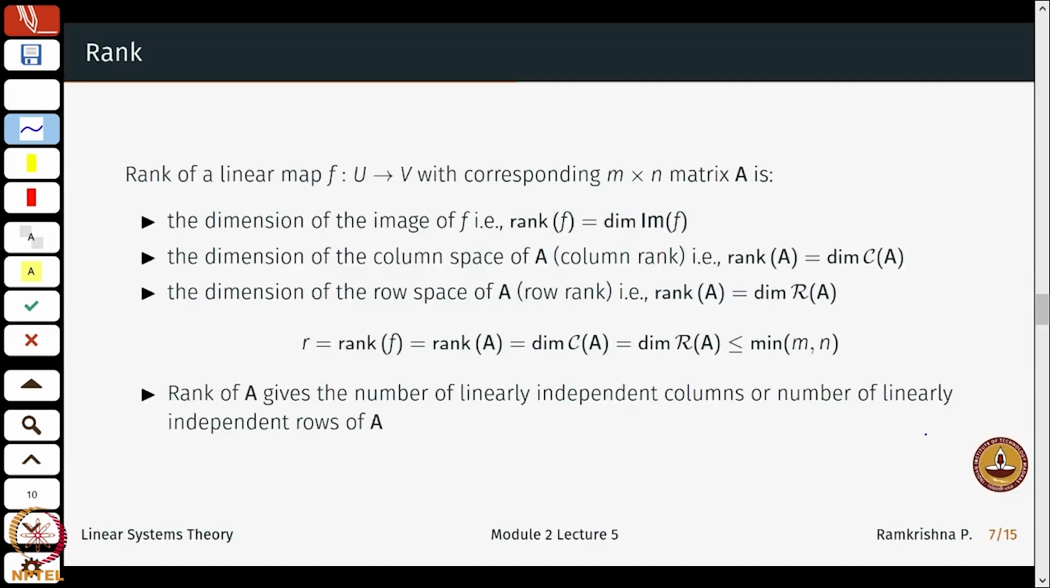Okay. So, what do we do once we define this, right. The first definition that will be useful to us is the rank of a linear map. The rank of a linear map f which goes from U to V, with a corresponding matrix representation A of dimension m cross n, is simply the dimension of the image of f.